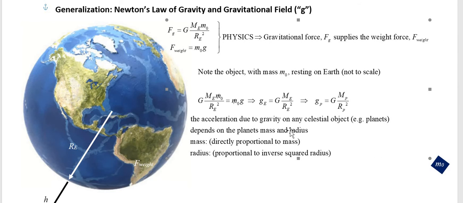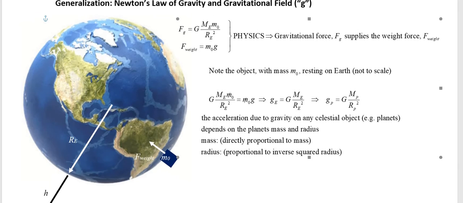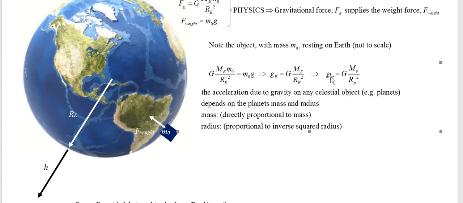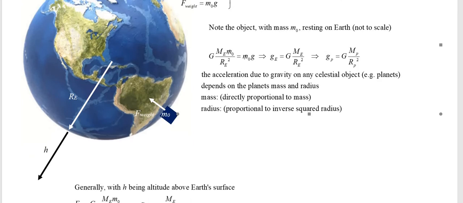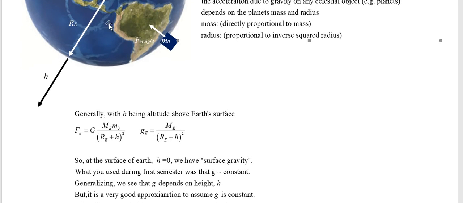So the acceleration due to gravity on any celestial object, for example planets, would depend on the planet's mass and radius. And explicitly, it's directly proportional to the mass. See that? Directly proportional to the mass of the planet, and inversely proportional to the radius squared. So that's how the law of gravity works, and that explains why we could call little g a gravitational field associated with a planet.